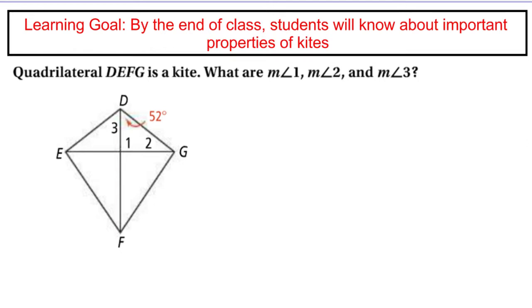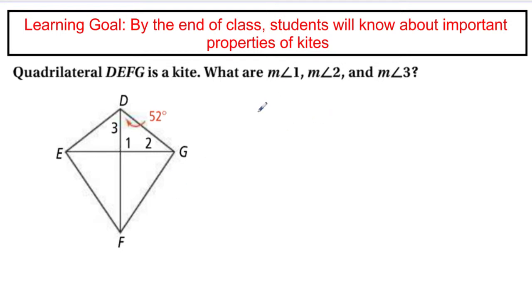So if I give you this problem, we're saying there's this quadrilateral DEFG, and it is a kite. And they're telling us that this one little angle in here is 52 degrees. And they're saying based on that and what we just talked about, you should be able to find the measure of all of these other angles.